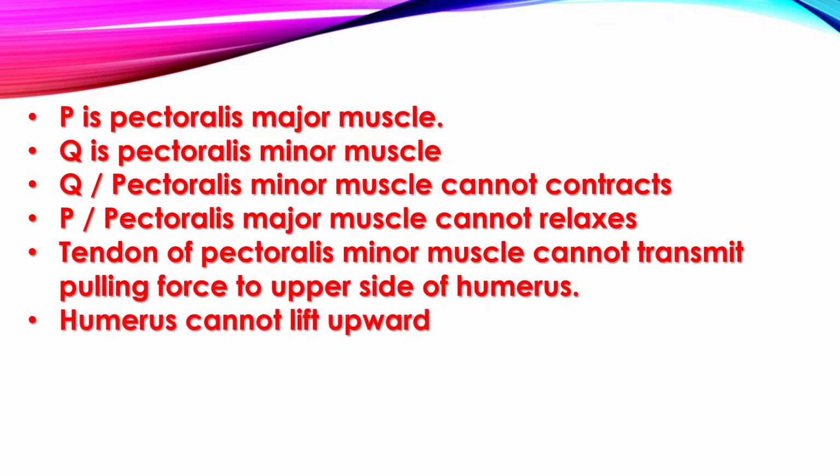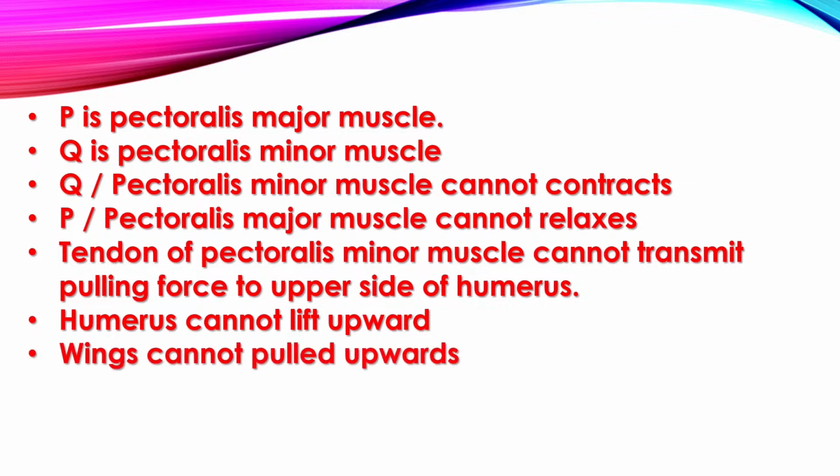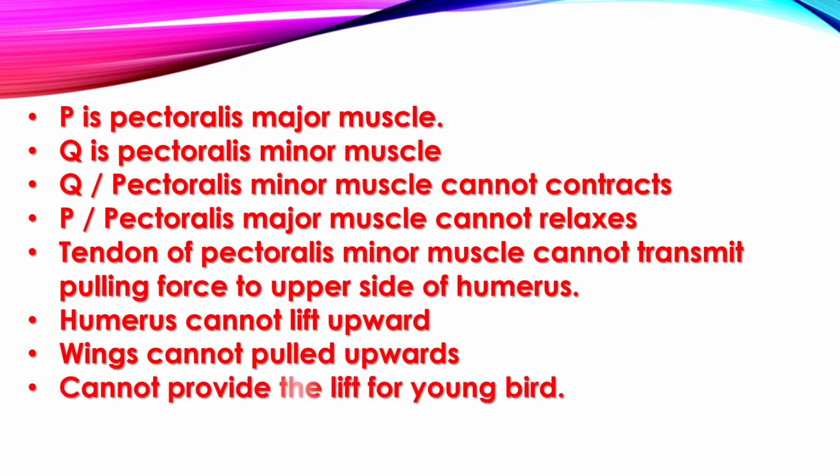Point 6. Humerus cannot lift upward. Point 7. Wings cannot pull upwards. Point 8. Cannot provide the lift for the bird. And the last point, young pigeon cannot fly. So here are 9 points, but the marks given is 4. Whatever it is, the first 2 points are very important because these are the answer for the first question. Then the balance will be the second answer.